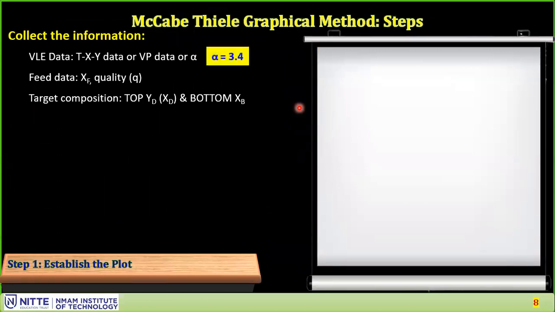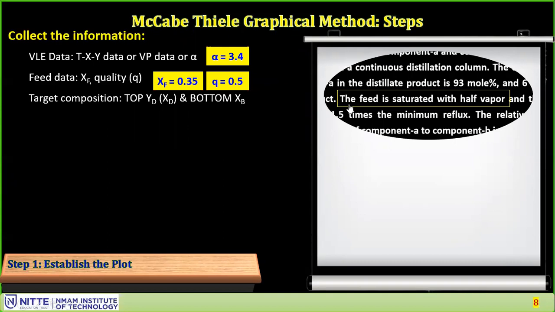Now, given the information, we have to tabulate all of it. So let us go one by one. Alpha is given to us, feed data is given to us, then there is a Q value coming into the picture. What is this Q value? I told you earlier in the problem, the feed is saturated with half vapor, half liquid. So 50%, right? For this case, Q is equal to 0.5. Once this numerical is over, I'll give more detail on Q, the different cases of Q, and how you can identify the value of Q based on the condition.